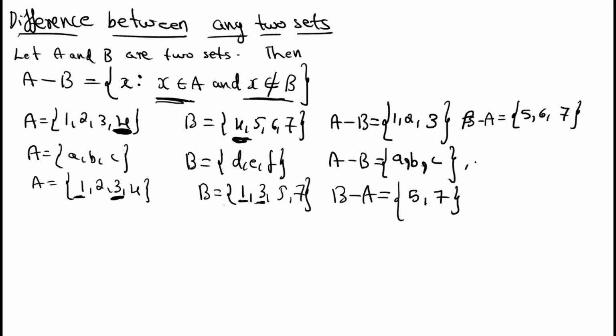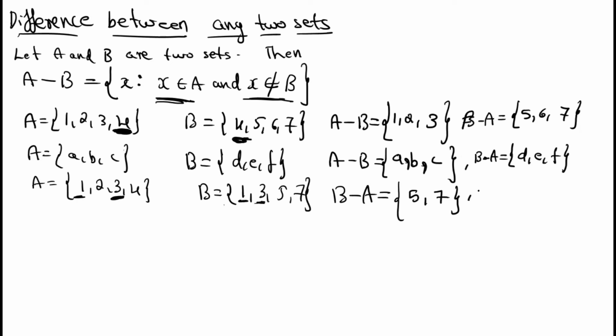Okay, what is B difference A in the second example? B difference A is equal to elements of B which are not in A. D is not in A, E is not in A, F also not in A. So B difference A is equal to D, E, F.